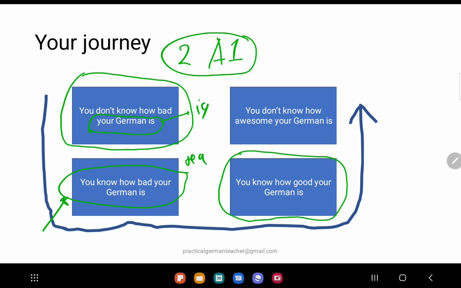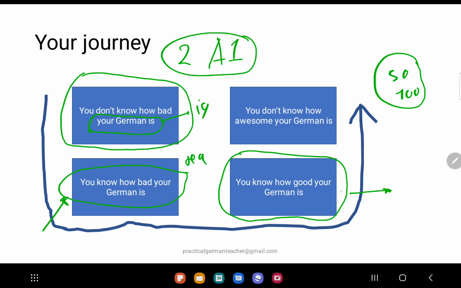Now you start learning, you start doing homework, and then this is where you reach. You realize how good your German is. So you appreciate your German. It is not awesome, but you think that it is good. It has become good. For example, you can describe your day in German. If someone asks you to describe your day, you can write 50 to 100 sentences describing your day without making any grammatical mistake. Also, you can speak. So you know how good your German is.